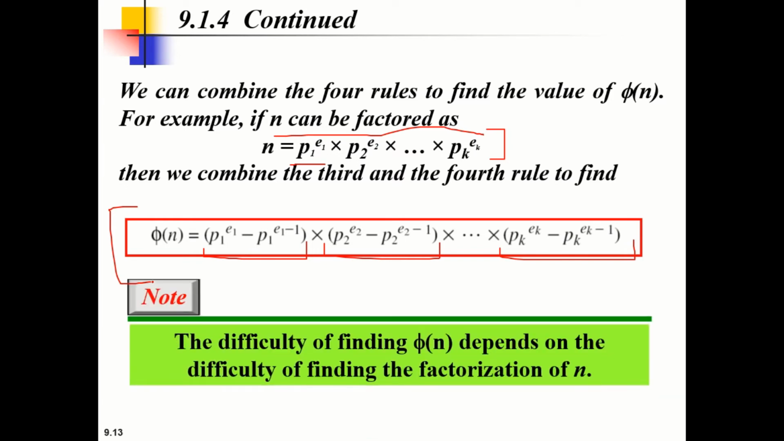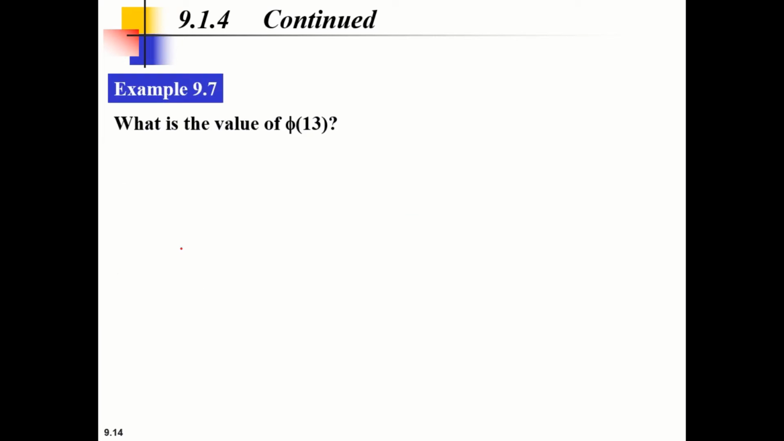So the difficulty of finding phi(n) depends on the difficulty of finding the factorization of n. That thing we have already discussed, that it is difficult to find the factors of the given number, right? And if we have found the factors of the given number, we can easily find the value of phi(n). Now I'll show you some examples so the things will be clear to you.